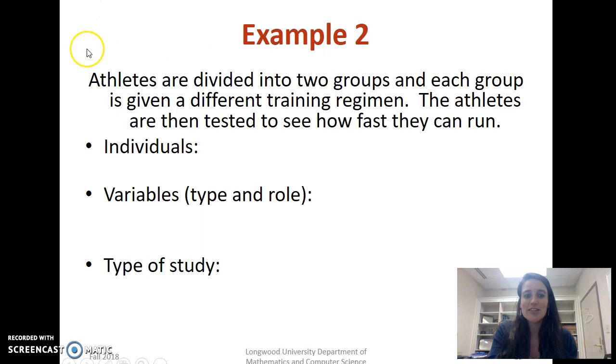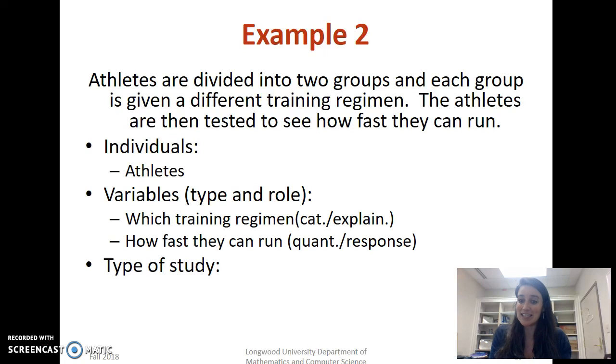So the individuals here are the athletes, and the variables are the training regimen and how fast they can run. And we're trying to see if the training regimen has any effect on how fast they can run. So the training regimen is the explanatory variable, and what training regimen they got is categorical. How fast they run is the outcome. It's the response variable. And that time is a measurable number, so it is a quantitative variable.